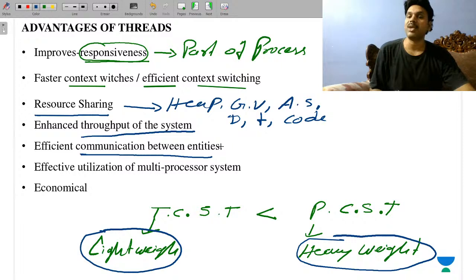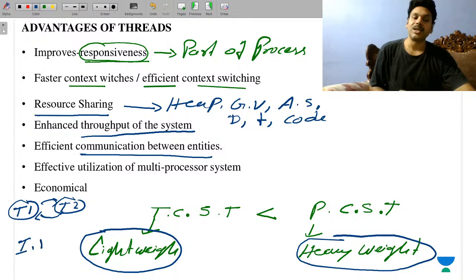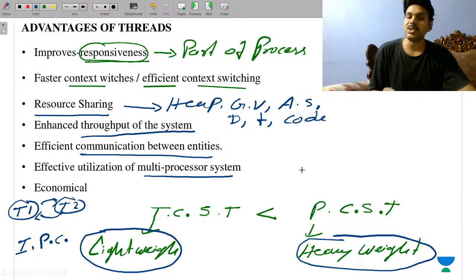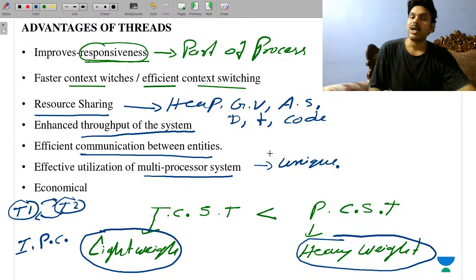Entities are nothing but threads. That means each thread will communicate with the other thread. So intercommunication of the threads is happening with the help of inter-process communication. So there is effective utilization of the multiprocessor system, because it is going to give you what? Unique output, not redundant output. And it is economical. It's not as expensive as your process.